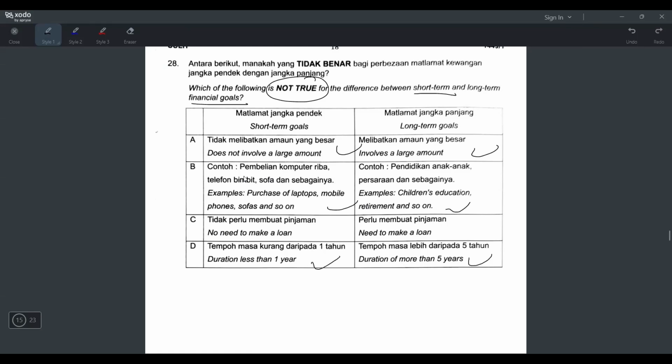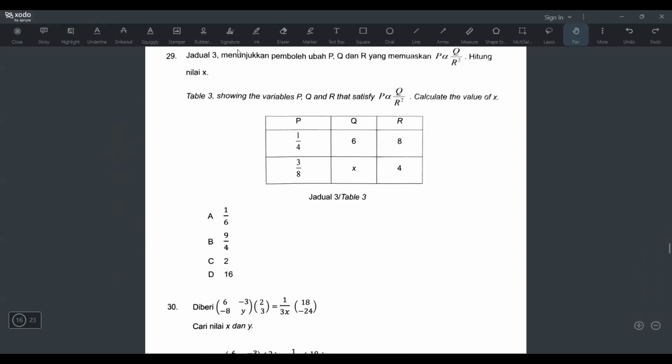So the answer that makes the most sense here is C, because they ask which one is not true, right? It's not necessarily true that short-term means no need to make a loan. Sometimes you can make a loan for a short-term goal also, right? Let's say you want to buy a television worth like 5,000 ringgit. You can make a loan also if you want, right? So it's not necessary that short-term cannot use a bank loan. So I will say C is the answer. Okay, that's all.